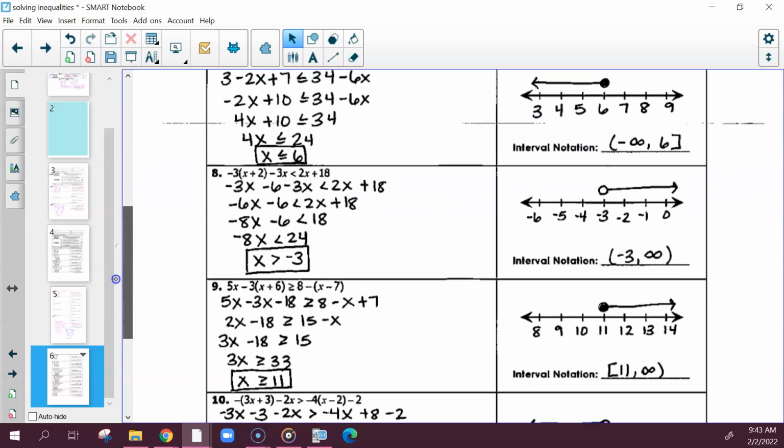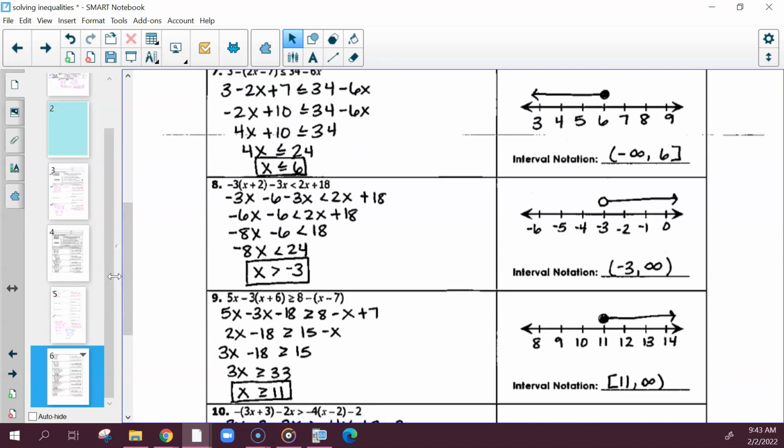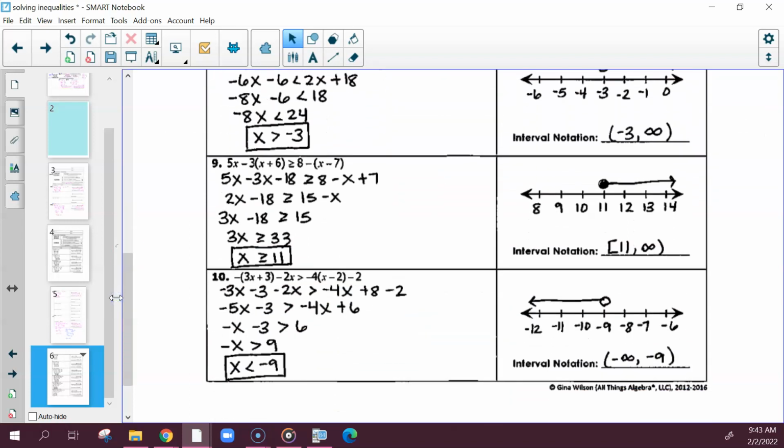Number 8 was x is greater than negative 3. So that's an open circle to the right. So there'd be negative 3 to infinity, both with parentheses. 9 was x is greater than or equal to 11. So a closed circle to the right. And that would be a square bracket with 11 going to infinity. Do we have any questions on any of these?